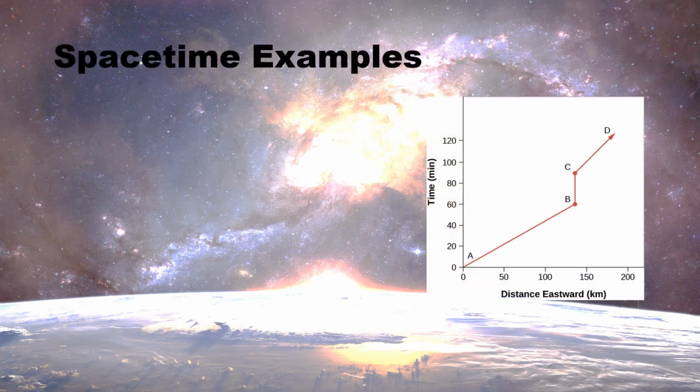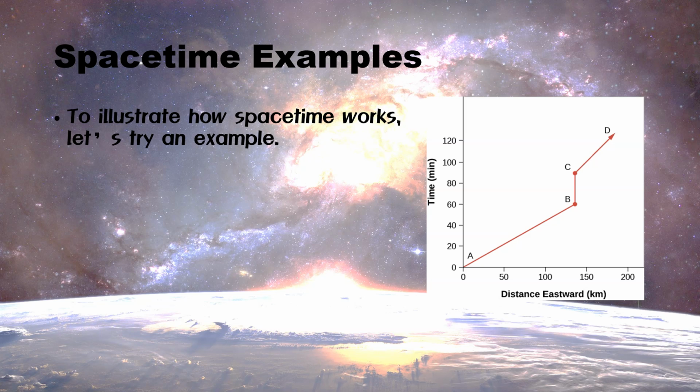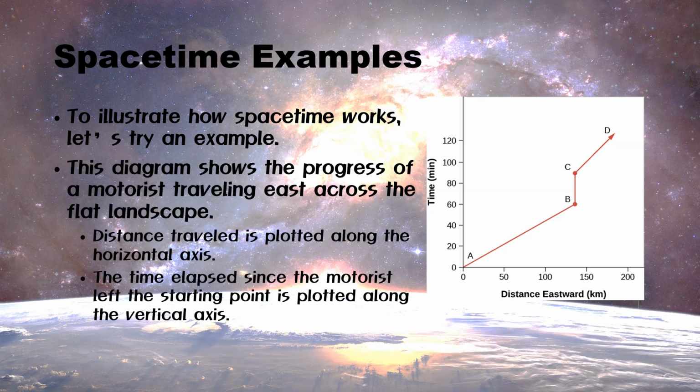Let's look at this with some space-time examples to really help illustrate what we're talking about here. So let's illustrate this with this graph to start us off. This diagram shows the progress of a motorist traveling east across a flat landscape. Our distance traveled is plotted along the horizontal axis. The time elapsed since the motorist left the starting point is plotted along the vertical axis.